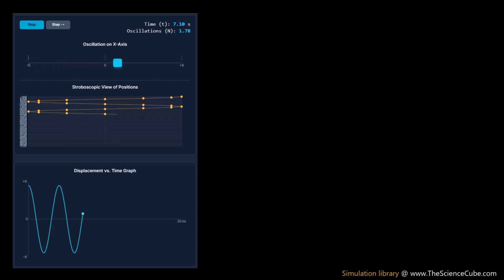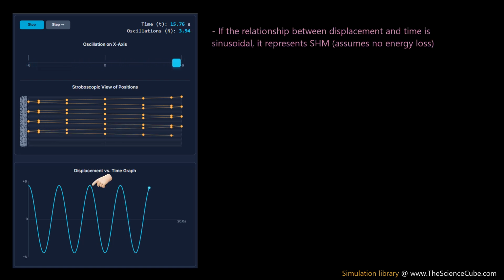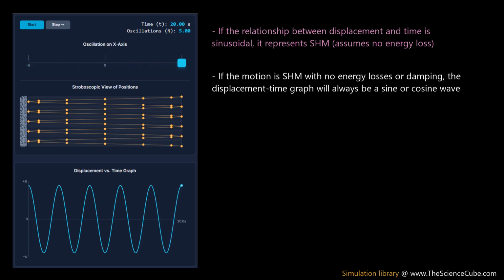So if the relationship between displacement and time is a sinusoidal wave like this, it represents simple harmonic motion. Conversely, if the motion is simple harmonic with no energy losses or damping, the displacement time graph will always be a sine or a cosine wave.